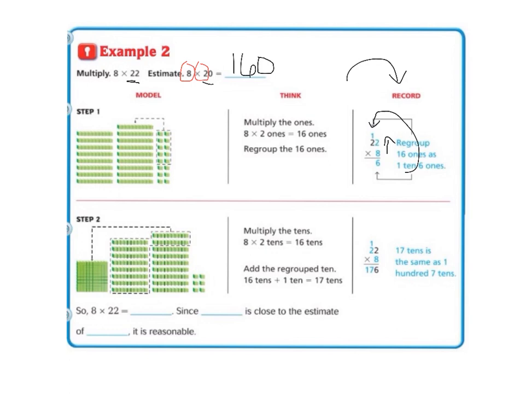So now I have 8 times 2, right, like I'm going diagonal. 8 times 2 is 16, but I carried a 1 over here, so I have to add it together. So 16 plus 1 is 17. So I altogether get 176. And 176 is close to our estimate of 160. So we know that 160 is a reasonable estimate, and we know 176 is a reasonable number.